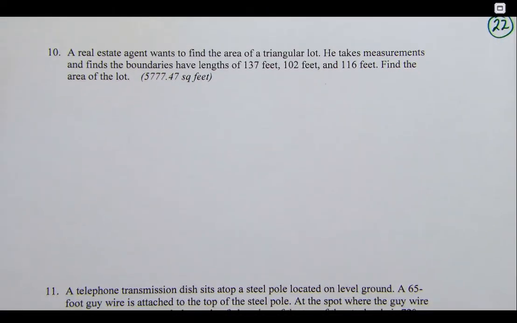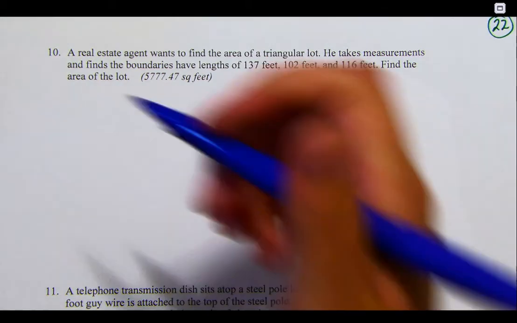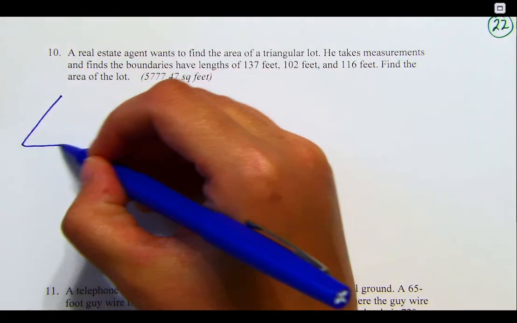So our question is asking, a real estate agent wants to find the area of a triangular lot. He takes measurements and finds the boundaries have lengths 137, 102, and 116 feet. Find the area of the lot. All right, so I'm going to start by drawing a picture. So we have our triangle.